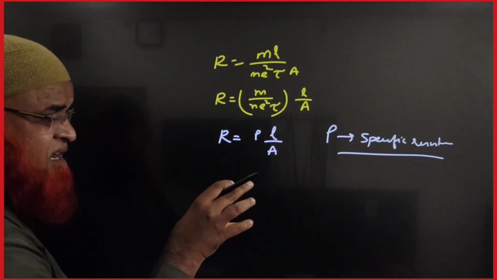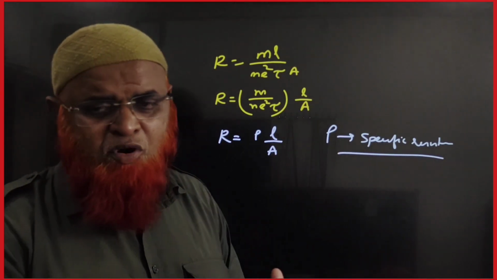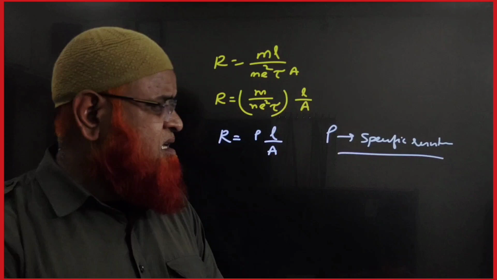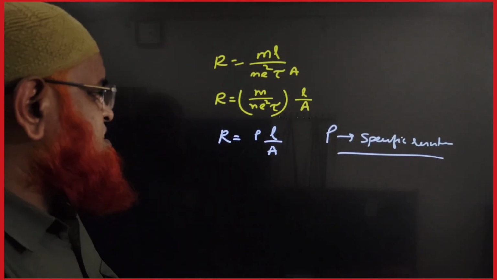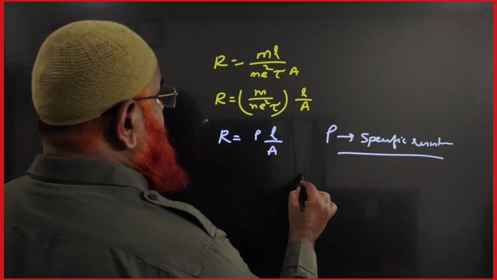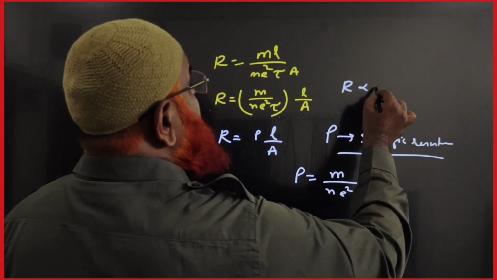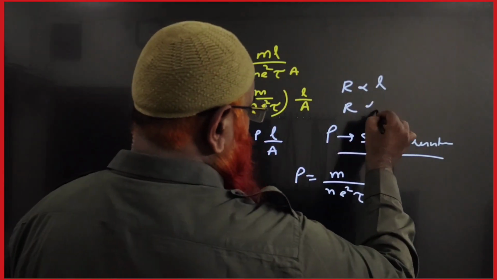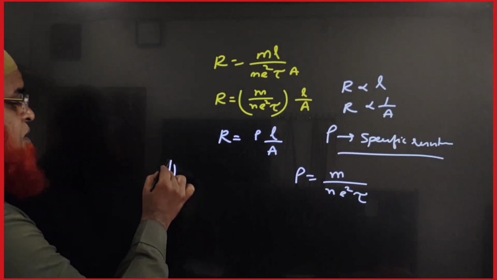For a particular conductor, there is a resistance which is said to be specific resistance, because we are all talking about conductors. Copper is a conductor, zinc is a conductor. All conductors have specific resistance, isn't it? So rho is said to be specific resistance. Then what is the value of rho here? It is m by n e square tau. That's why we used to say in electricity that resistance is always directly proportional to length, and inversely proportional to area of cross section of a wire.